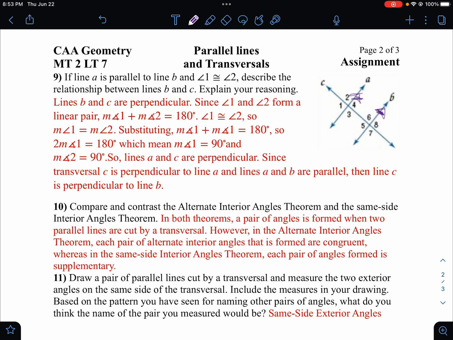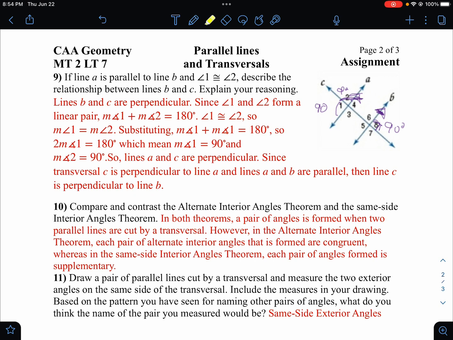Well, we're told angle 1 and angle 2 are congruent. The only way they can be congruent is if they're both 90 degrees. So in other words, every angle on here is a 90-degree angle, either by alternate interior or corresponding or same side interior. So what's the relationship between B and C? Well, line B would have to be perpendicular because it forms a 90-degree angle. So B and C are indeed perpendicular.